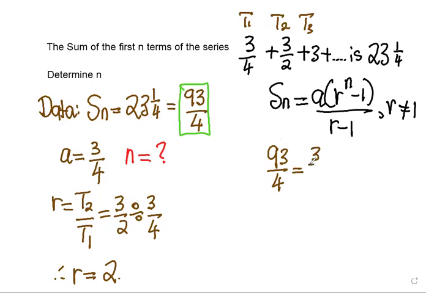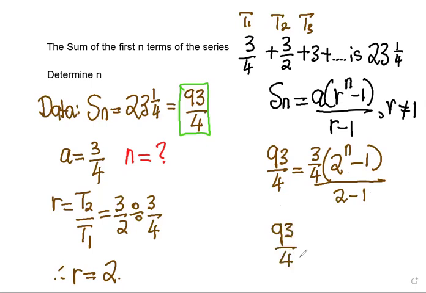So I'm just going to write 3 over 4 into, now our common ratio is 2. Then since we are looking at determining n, I'm going to write n minus 1, right? And then all divided by, remember our common ratio r is 2. So we say 2 minus 1, right? And then to start with, we can write it like this.